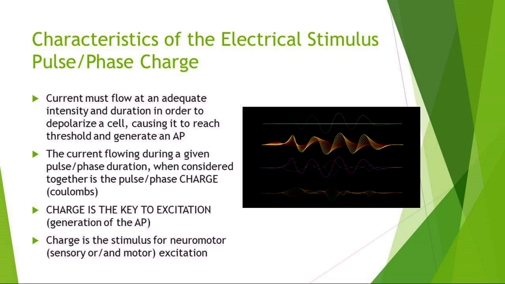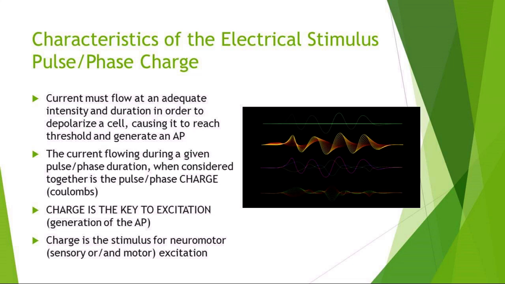Current has to flow at an adequate intensity and duration in order to depolarize a nerve cell, causing it to reach threshold and generate an action potential. So current flowing during a given pulse or phase duration, when we think of it all together, it's the charge. It's the pulse or phase charge. That's in coulombs. We talked about that in the last lecture. Charge is the key to excitation.